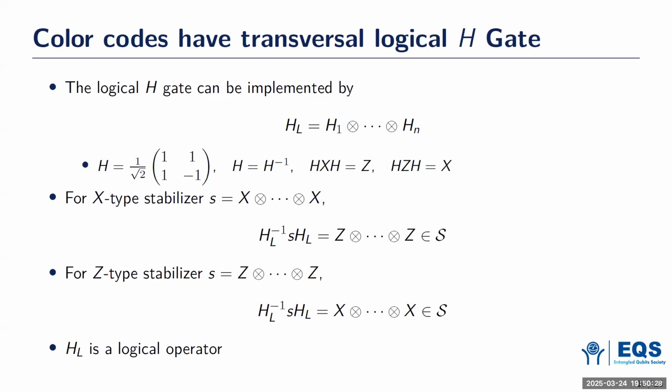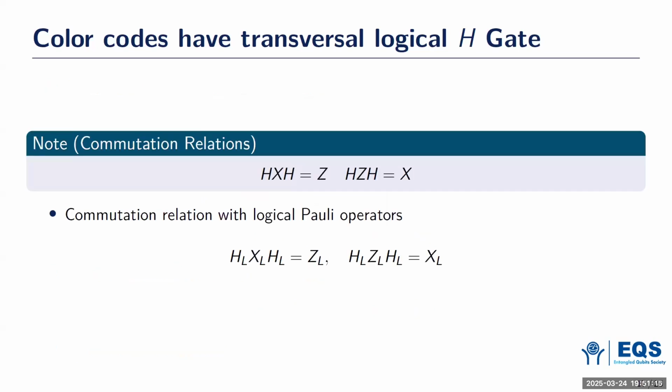For the X-type stabilizer S, let's consider the conjugation with H_L. For the qubits not belonging to S, it just becomes identity. And for the qubits belonging to S, it will change into Z. And all Z operators on the same face is also a stabilizer. And this also works for the Z-type stabilizer. So we can say that H_L is also a logical operator. And since logical Hadamard is a product of all Hadamards, it also follows the commutation relations. So this operation acts as a Hadamard.